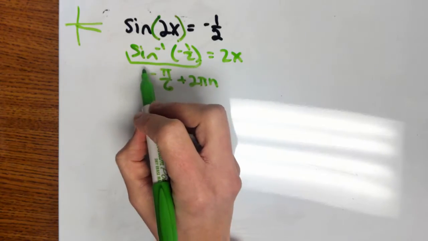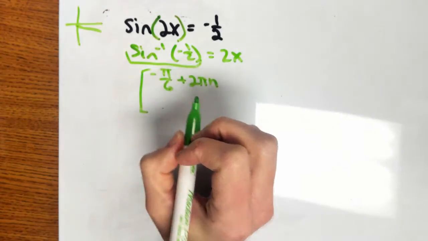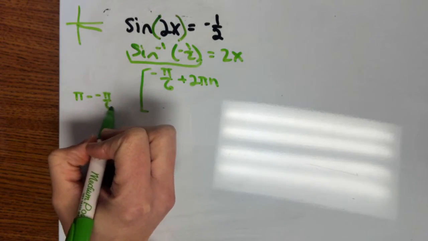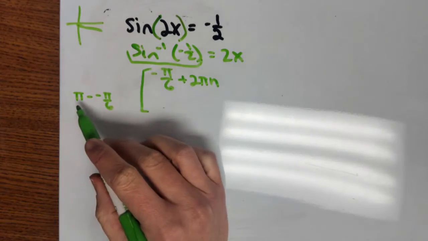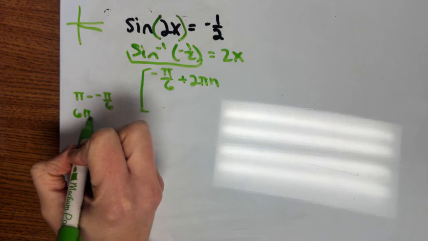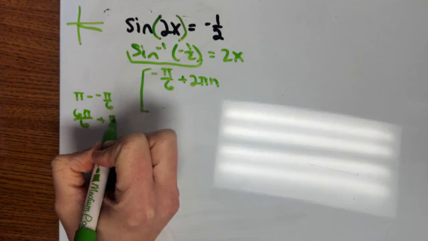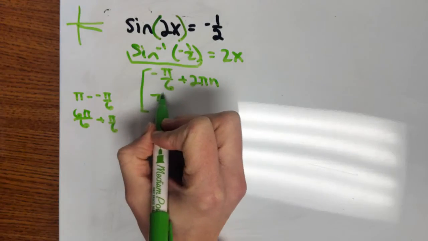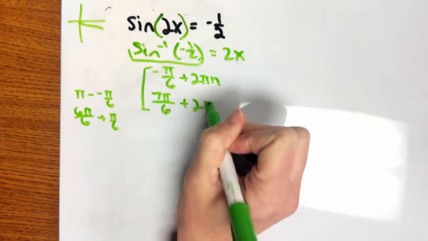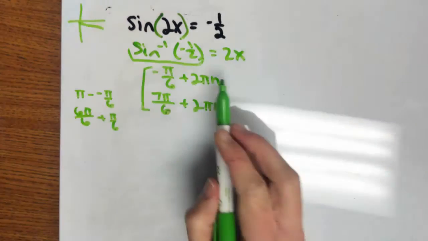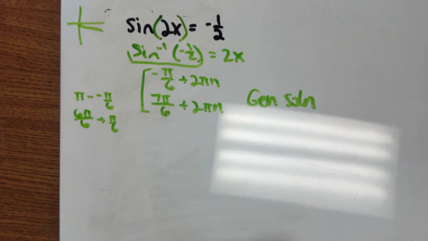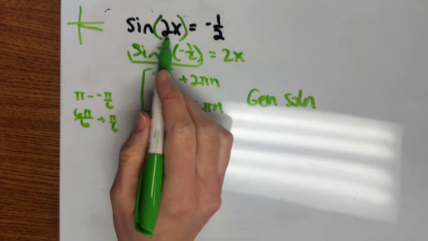Remember, I also took the inverse, so I have to remember to do pi minus my principal. Well, if I do pi minus negative pi over 6, I could think of pi as 6 pi over 6 plus 1 pi over 6. That's going to give me 7 pi over 6 plus 2 pi n units later. This is my general solution. So let me write this up here, my general solution for what my angle would be.